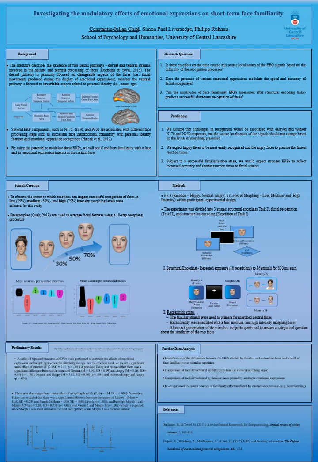In our experiment, we wanted to find out whether emotional expressions play an important role in the short-term facial recognition of personal identity features. Therefore, we have opted for a mixed behavioral and electrophysiological approach to measure the reaction times and accuracy of recognition, as well as to observe whether these differences can be observed in the time course and source localization of the event-related potentials. For this, we have used a 3x3 design, where our independent variables were emotion, with happy, neutral, and angry conditions, and level of morphing with low, medium, and high conditions.